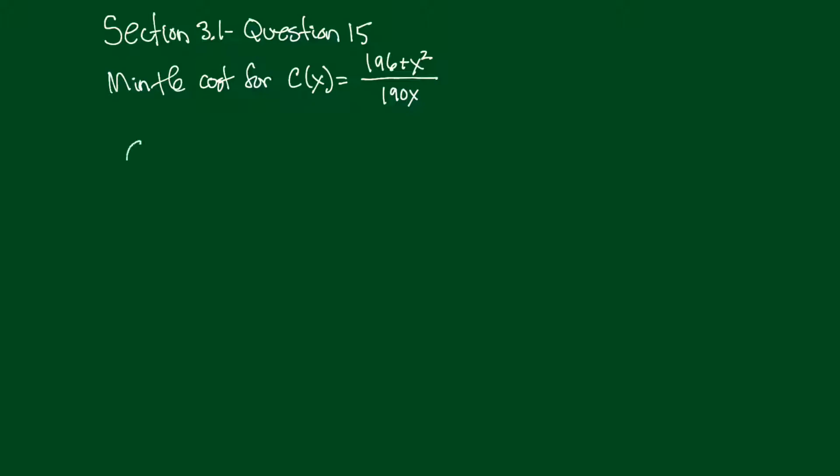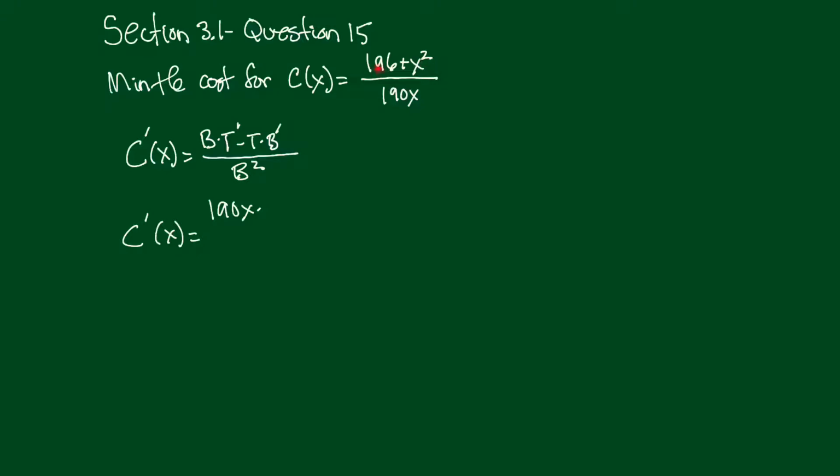Now we use the calculus, we can take the derivative, and the derivative is, well, this thing's a quotient. So I'm going to use the quotient rule, which is the bottom times the derivative of the top minus the top times the derivative of the bottom over the bottom squared. So let's do that here. So c prime of x equals the bottom, 190x, times the derivative of the top.